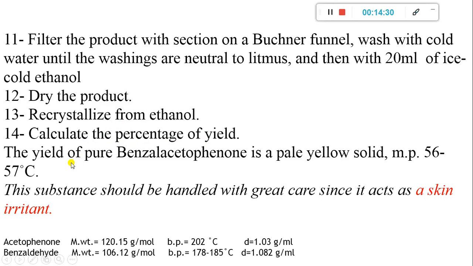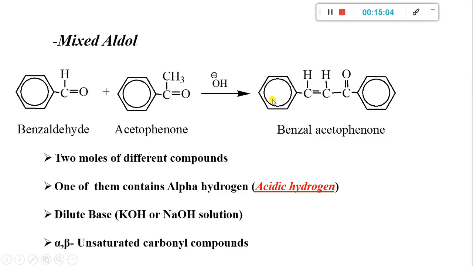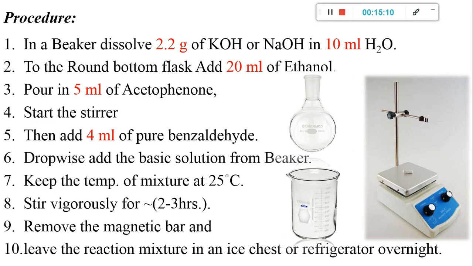Our final product, pure benzalacetophenone, is a pale yellow solid with a melting point of 56 to 57 Celsius. But at the lab, be careful, because this substance should be handled with great care since it acts as a skin irritant. So wear gloves during preparation of benzalacetophenone. This is its structure, and it is a skin irritant, so be careful when you prepare it.